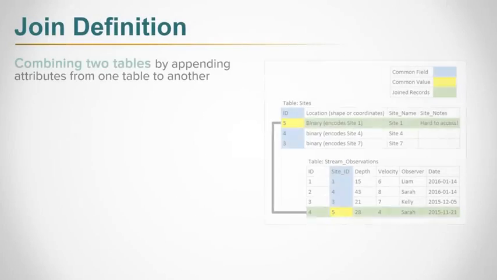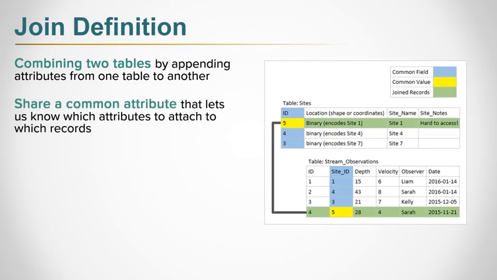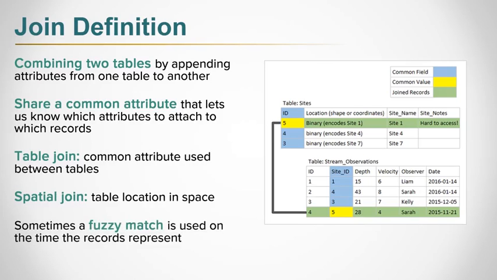A join is a general concept for taking two separate data tables and bringing them together into one, appending the attributes of one onto the records of another. For all of these, they share a common attribute of some sort that helps us to know which attributes to attach to which records. How we do this varies. Sometimes we use a common attribute between the tables, as in a table join. Sometimes we use their location in space, as in a spatial join, and sometimes we even use a fuzzy match on the time the records represent. For now, let's just talk about table joins.